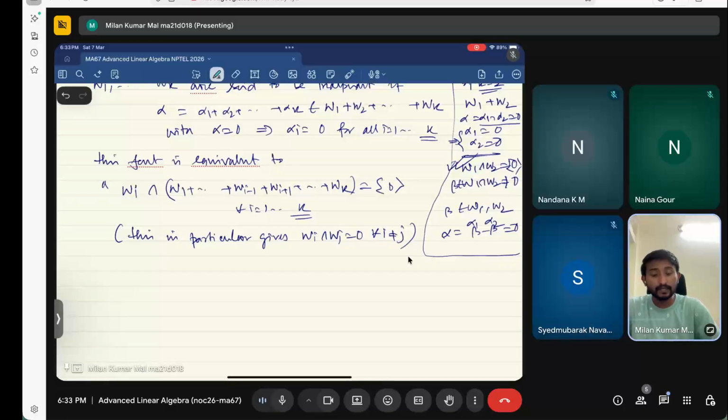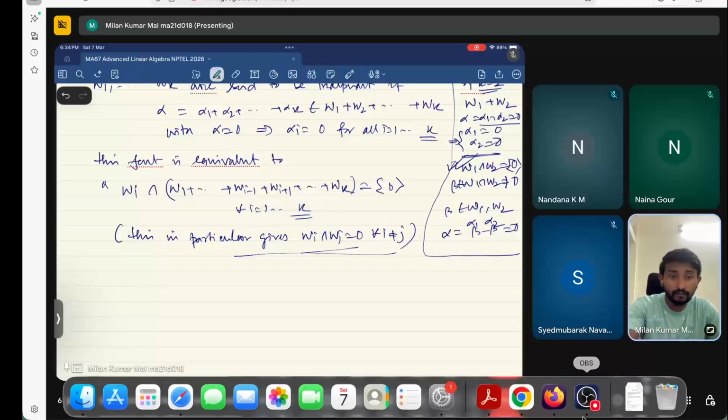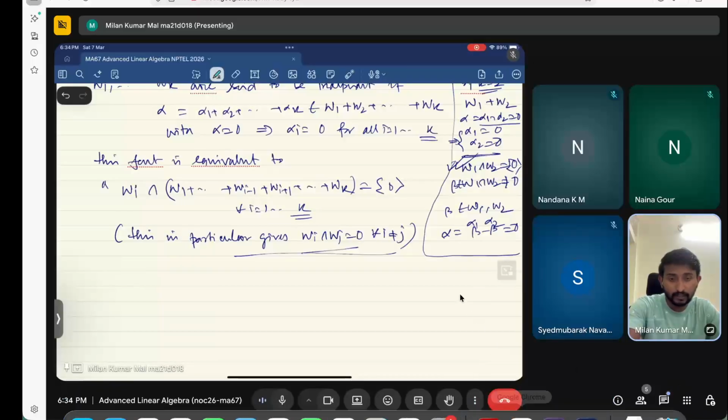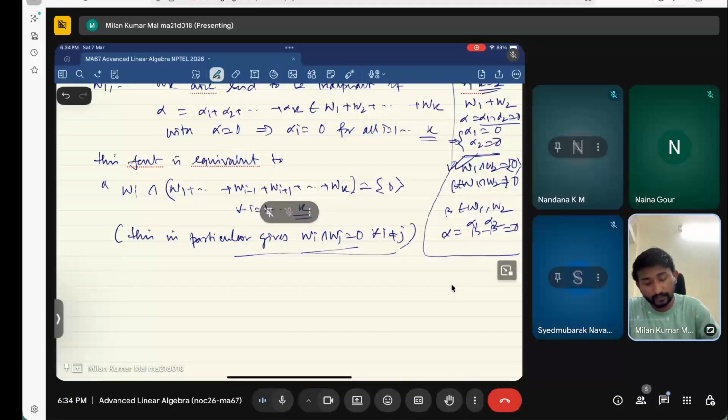But if Wi and Wj are mutually disjoint, that does not imply that Wi intersection (W1 plus W2 plus Wi minus 1 plus Wi plus 1 plus up to Wk) has to be 0. That intersection need not be 0. So this fact will give that one, but that fact will not give this one, unless k equals 2. Whenever it is the k equals 2 situation, it holds. So my point is that linearly independent means this one.